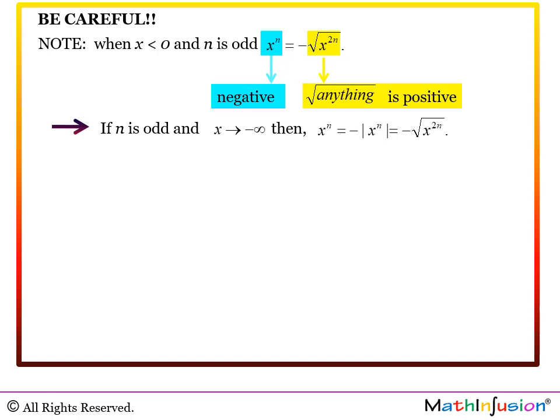Which means that we are going to have much more difficulty if we are taking the limit when x approaches negative infinity in those cases. Because if n is odd and x approaches negative infinity, then we get actually that x to the n equals the negative of the square root of x to the 2n. For example, let's see this case.